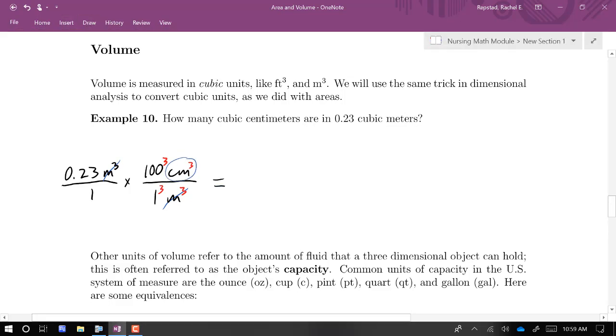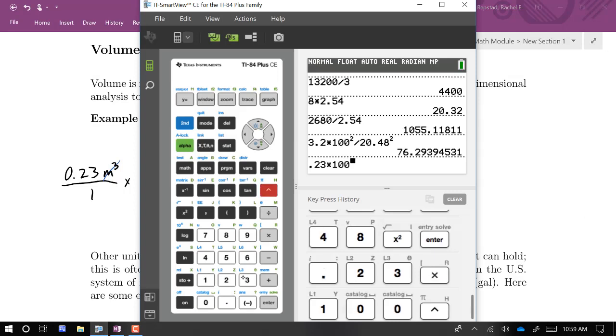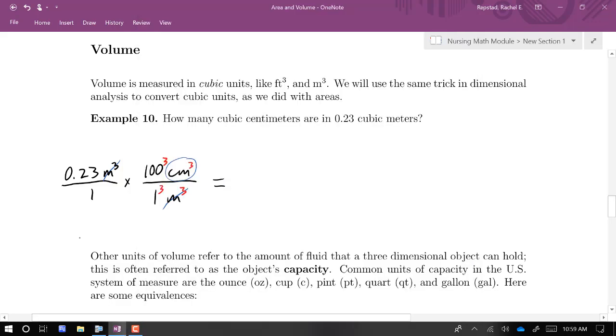And I'm going to take 0.23 and multiply it by 100 cubed, which is 230,000 cubic centimeters.